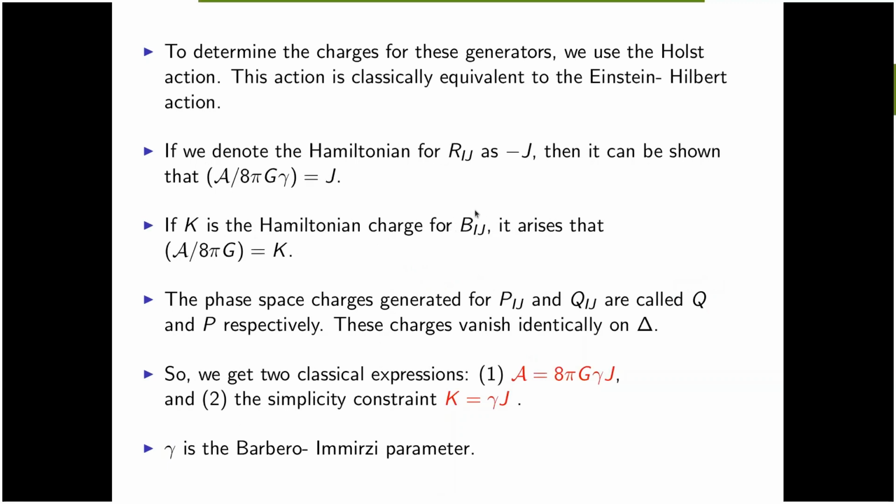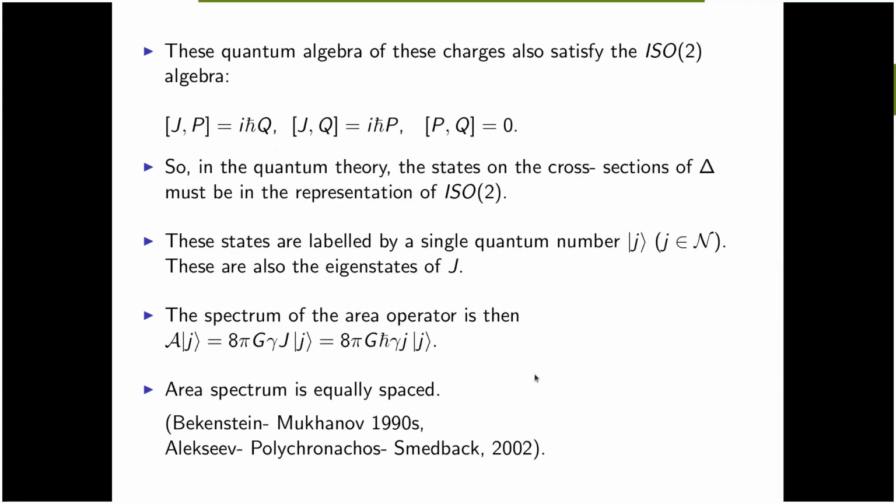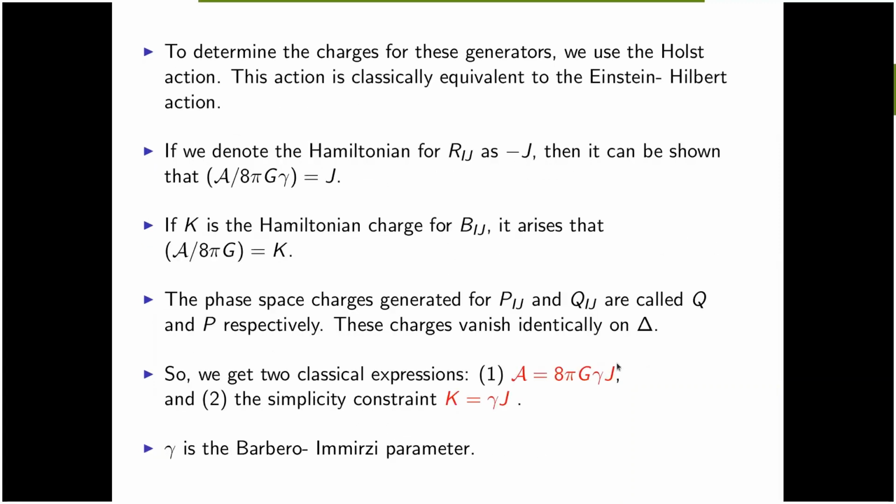So what we find, very surprisingly, is that the local Lorentz boost gives rise to the area of the black hole, and the local rotations also give rise to the area of the black hole. This is understood through these two statements here in red: the area is 8 pi G gamma times J, where gamma is something called the Barbero-Immirzi parameter that comes from the action that we have used.